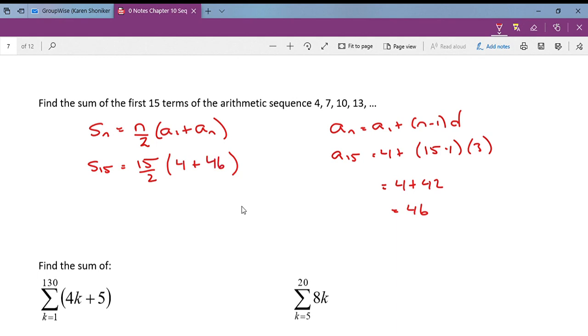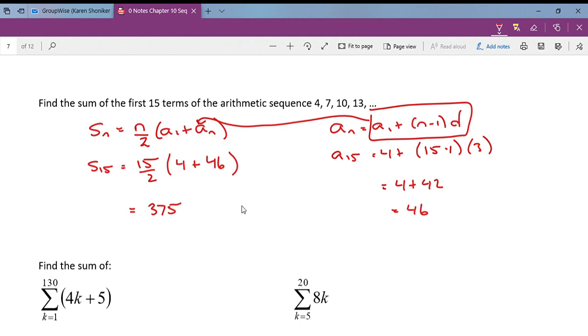And some people choose to kind of Frankenstein formulas together, and they will take this and plug it in here, and then they come up with another formula for the sum. But this textbook has chosen to give you just the one formula, and if you need to find the 15th term, just do it on the side and then plug it in. So if you plug this into your calculator or work it through, you'll end up with 375 being the sum of the first 15 terms of that sequence.